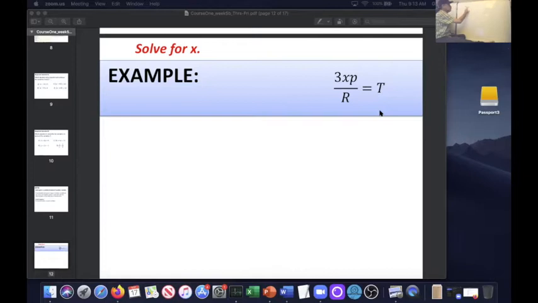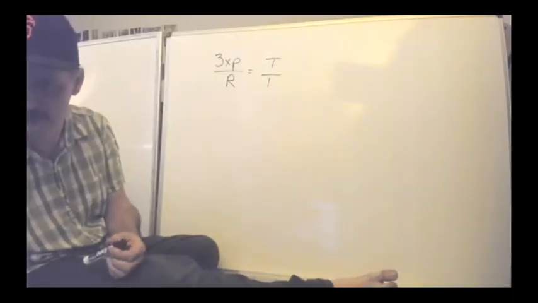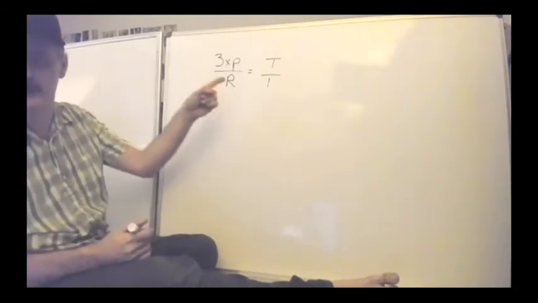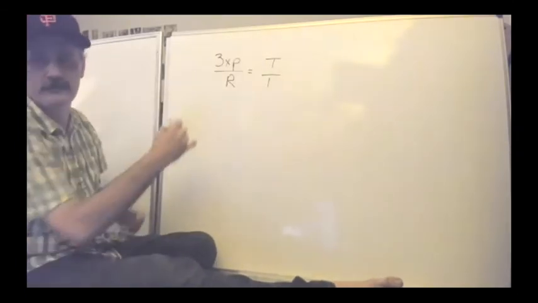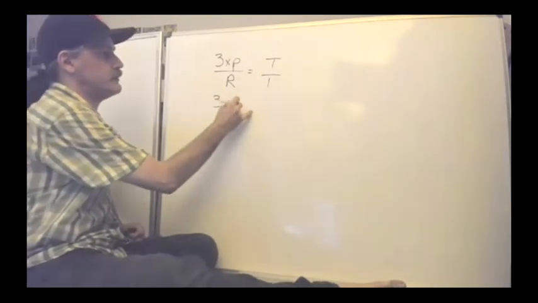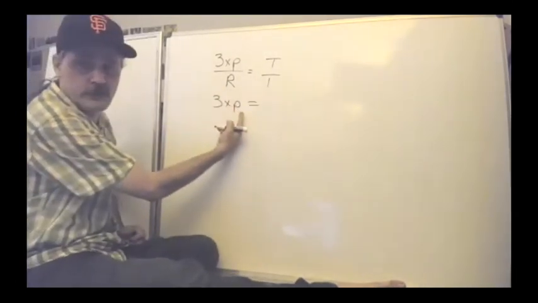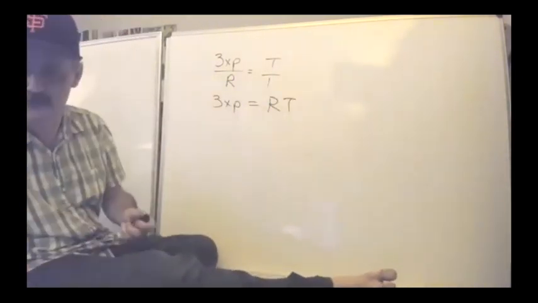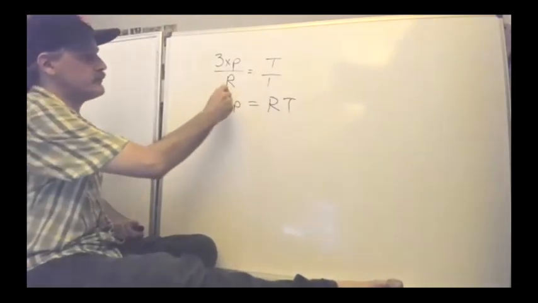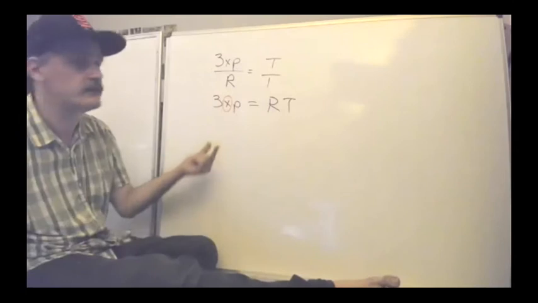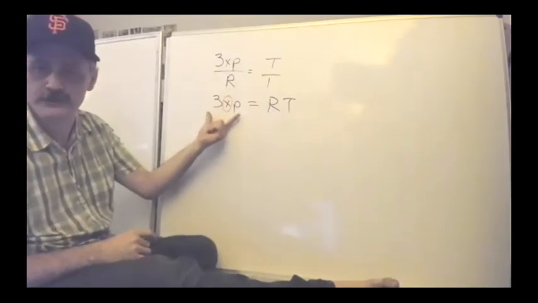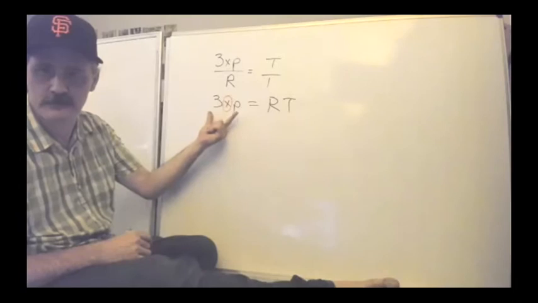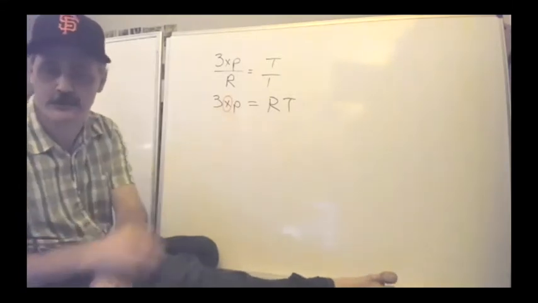Okay, so what you do depends upon the structure of the problem. So I'm going to go ahead and put a 1 under the t. And so now when we put a 1 under t, we can cross multiply. So 3xp times 1, I won't put the times 1 because it's the same thing, and then r times t. Now I'm going to circle the variable we're solving for in red to highlight it. We want to reverse the operations on the x. And so 3xp implies a certain operation.